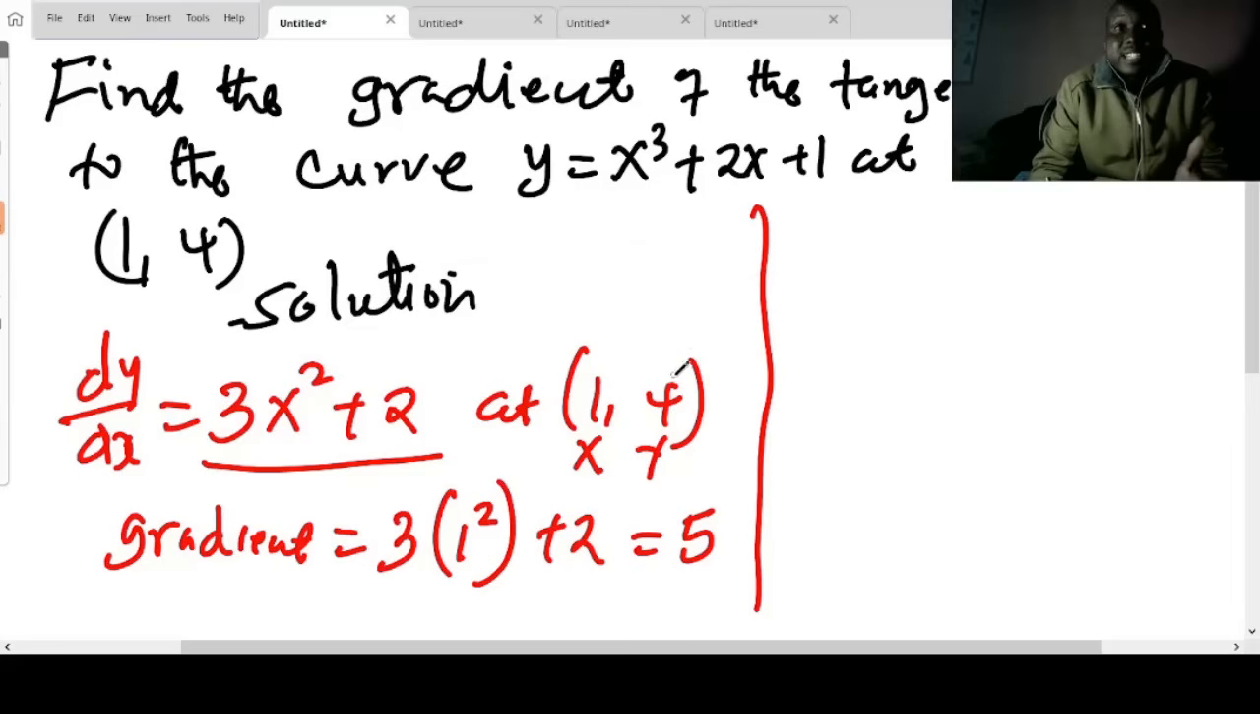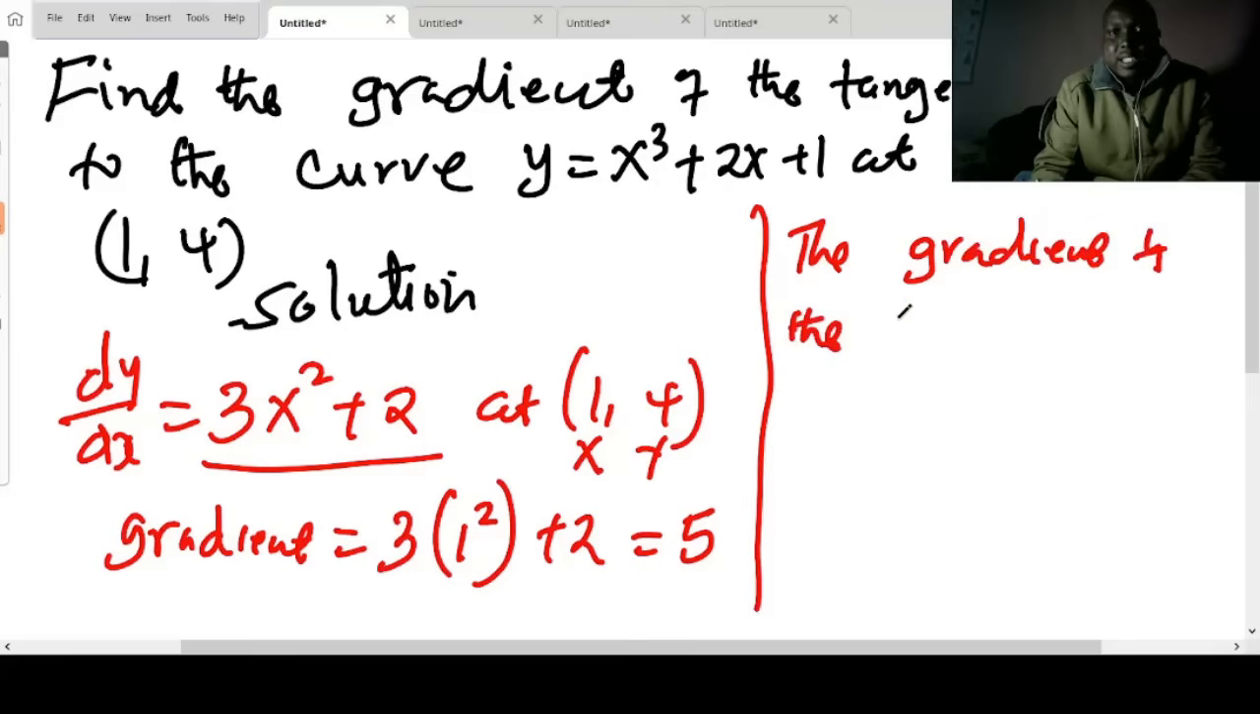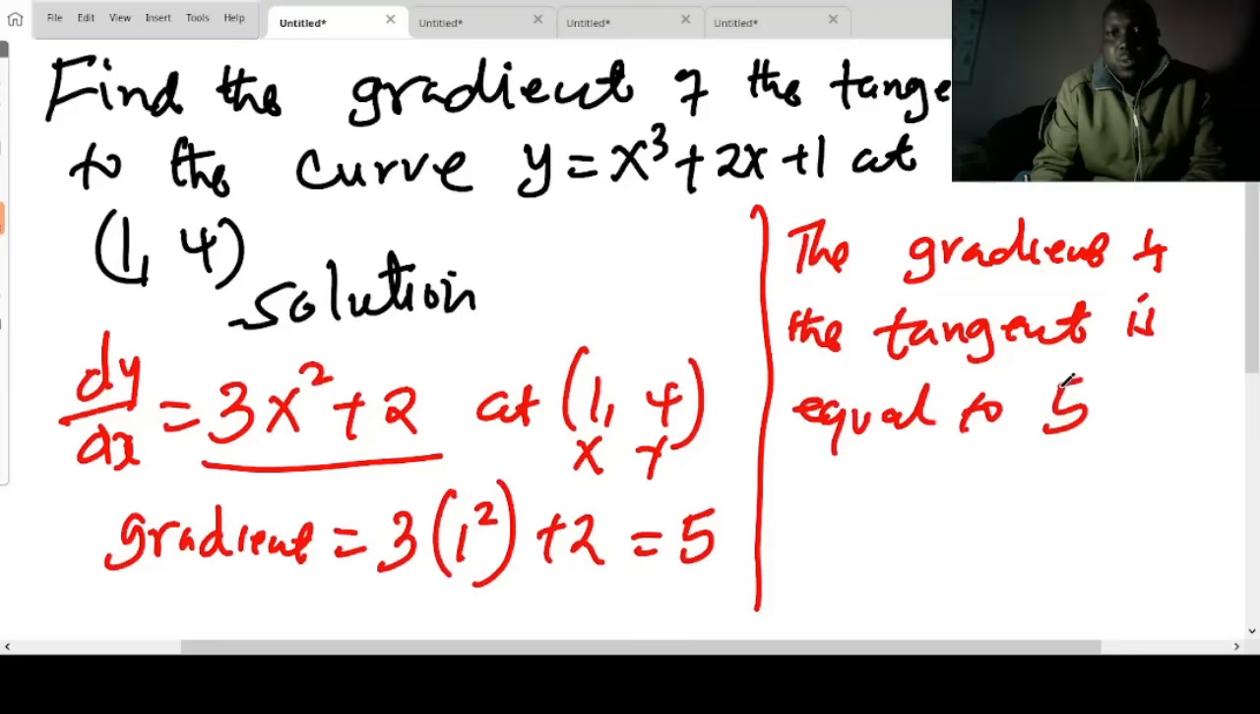Next, now we have the gradient of the curve. So remember, the gradient of the curve is the same as the gradient of the tangent. Therefore, the gradient of the tangent is equal to 5. The gradient of the tangent is equal to 5 because the gradient of the curve is equal to the gradient of the tangent.